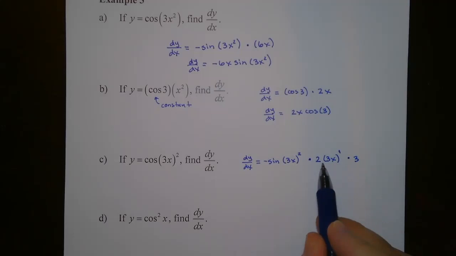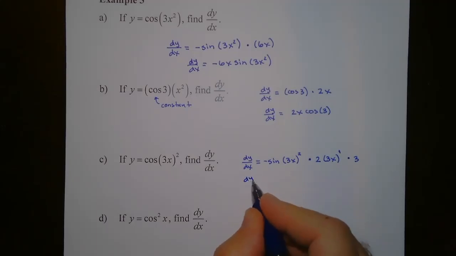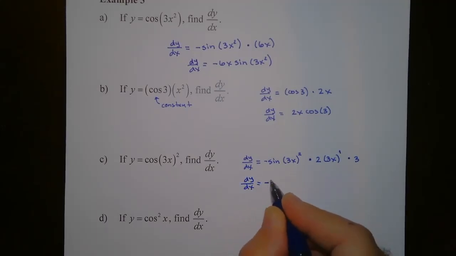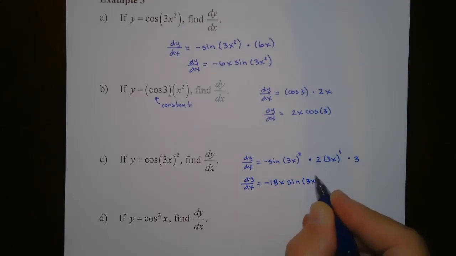So we can actually multiply 2, 3x, and 3. All right, so that'd be 18x, multiplying by this negative. So dy over dx is equal to negative 18x sine of 3x squared. And that would be the answer to this problem. Okay?